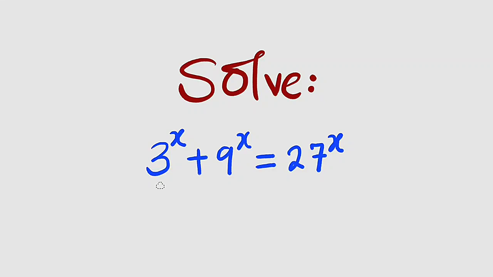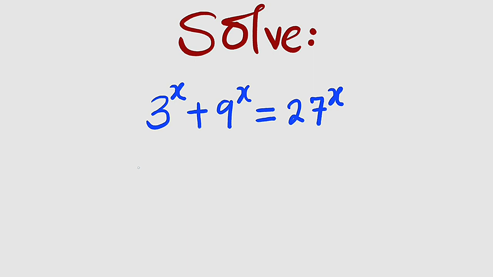We're asked to solve the equation 3 to the power of x plus 9 to the power of x equal to 27 to the power of x. What is the first step? We are going to transform all these bases to the same base, right? Because I observe both 9 and 27 can be transformed to the base of 3.